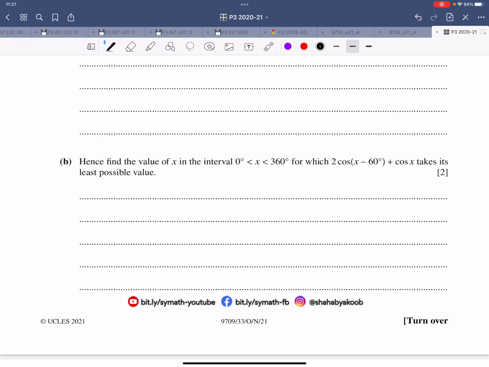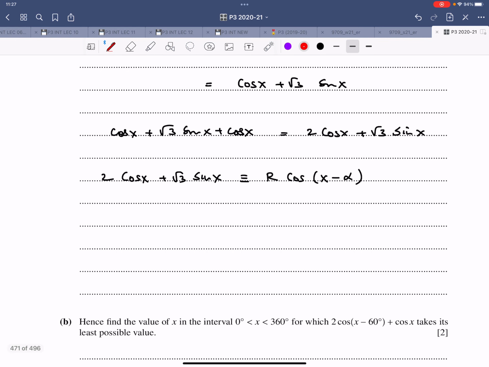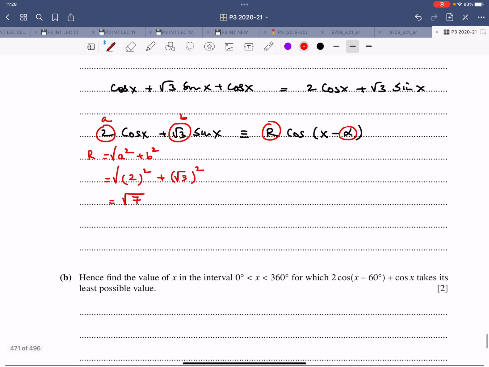So now over here, this is your a, this is your b, this is your r, and this is your alpha. r is the square root of a square plus b square, that is the square root of 2 square plus root 3 square. 4 plus 3 is 7, so this comes out to be root 7. Leave the answer intact. Alpha is tan inverse of root 3 over 2. Over here you have to use a calculator, so alpha comes out to be 40.89 degrees. So this is the answer for this part.